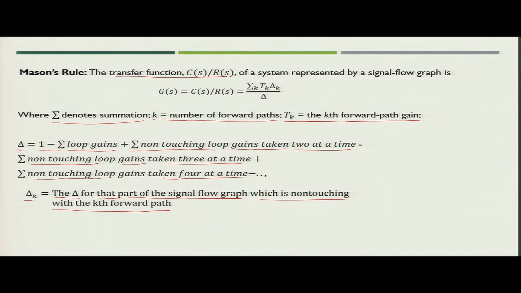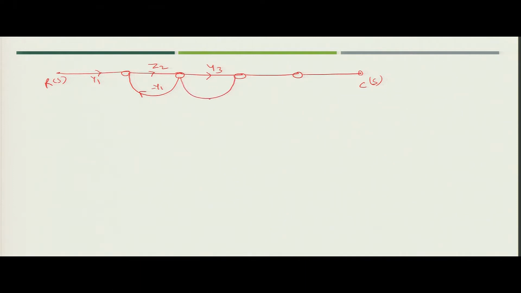Let us try to understand how we will apply this particular rule with the help of one example. Say the signal flow graph is like this, where you have an input R(s) and then the output C(s), and the transfer functions are y1, then z2 with a loop of minus y1, then y3 with another loop of minus z2, and then a loop of minus y3, then z4, and this is a unity gain transfer function. So, this is the signal flow graph.